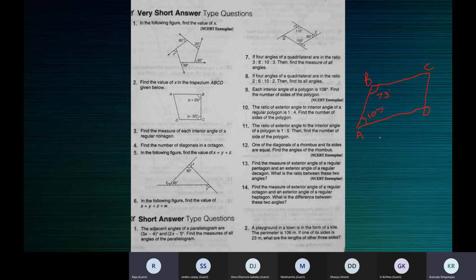Yes, Raja? Ma'am, 3x minus 4 plus 2x minus 1 is equal to 180 degrees. 5x minus 5 is equal to 180 degrees. 5x is equal to 180 minus 5, which is 175 degrees. One minute. Minus 5 will come to the other side as? Plus 5, ma'am, sorry. So 5x is 185 degrees.